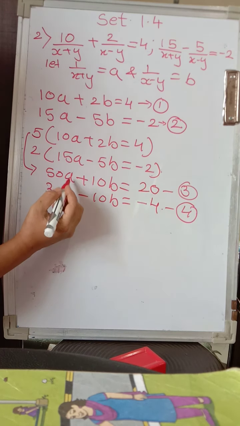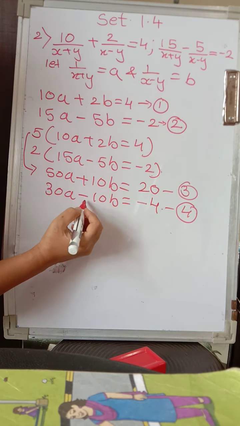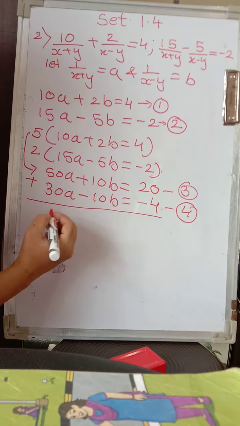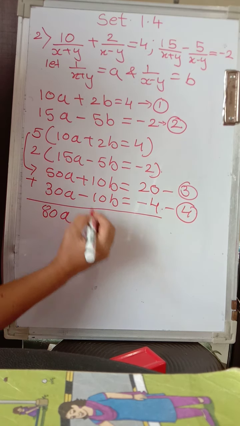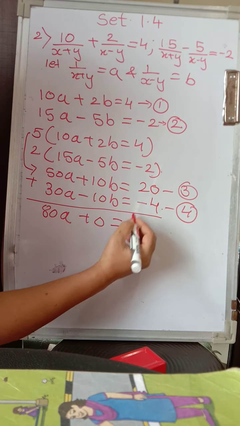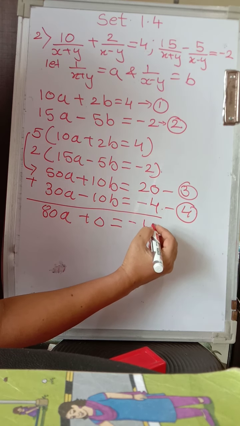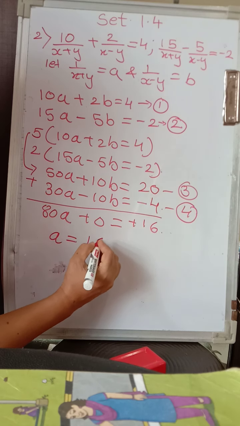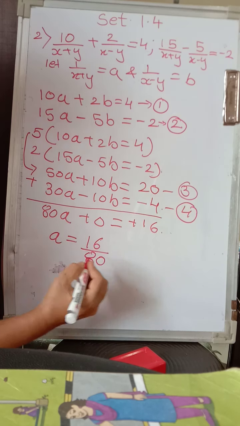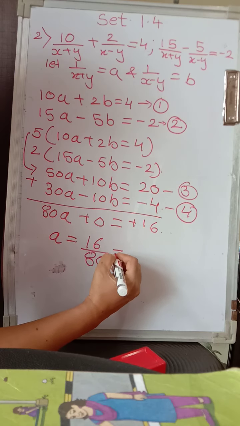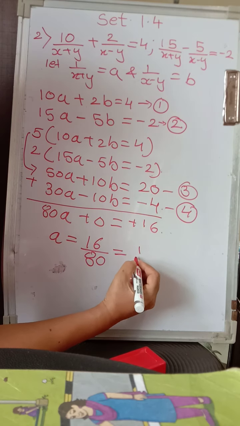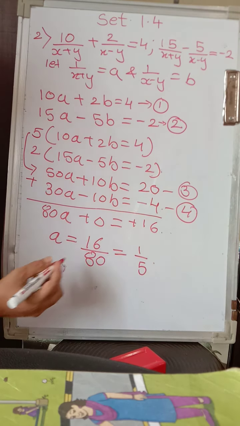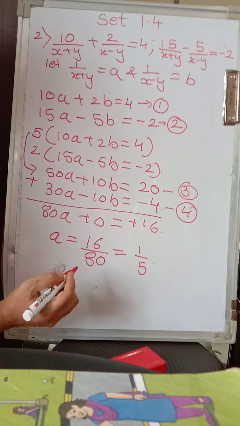Alright. Now we are going to add these two. After adding, the b terms will be cancelled. Okay. So adding these two equations, what do we get? We get 80a, the b term will become 0, is equal to plus 16. Alright. So a will be equal to 16 upon 80. Okay. So this is nothing but 1 upon 5. So this is the value of your a. 16 ones are 16 and 16 5's are 80. So we got a is equal to 1 upon 5.